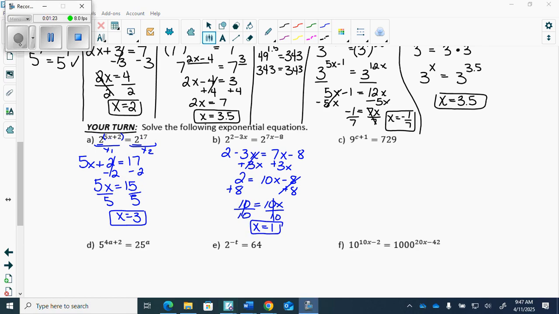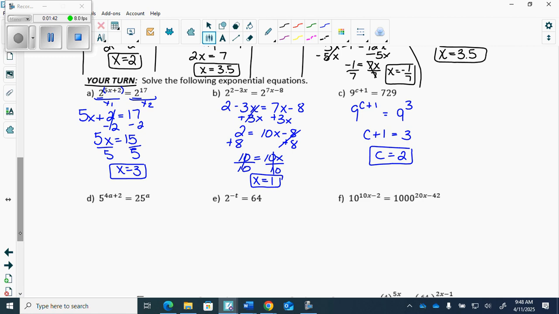So, what base can we make these both be? 3. You could also make them both be 9. 9 to the c plus 1, and then 9 to the 3. So we get c plus 1 equals 3, c equals 2.